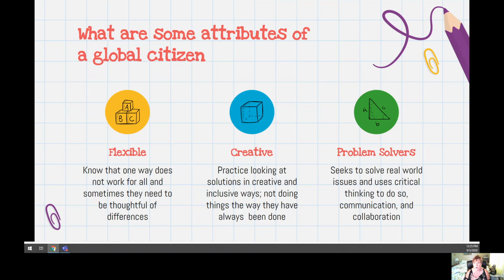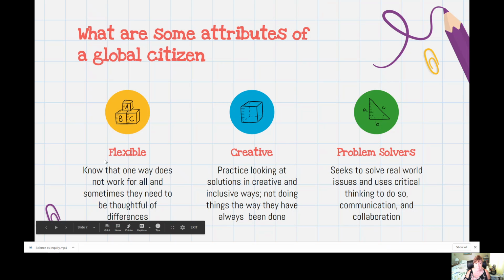And global citizens are problem solvers. They seek to solve real-world issues and use critical thinking to do so. And they also use communication and collaboration. It's those 4 C's: creativity, critical thinking, communication, collaboration. Those are global citizens. And that's what we're helping children develop.